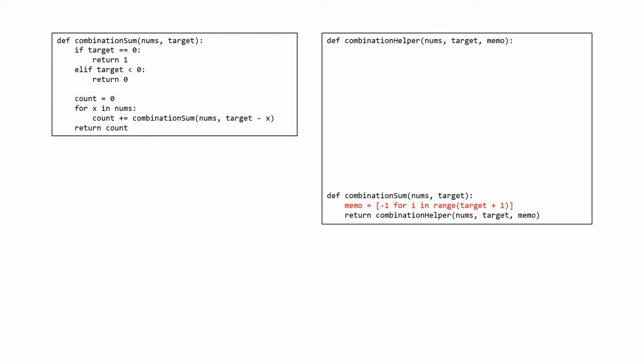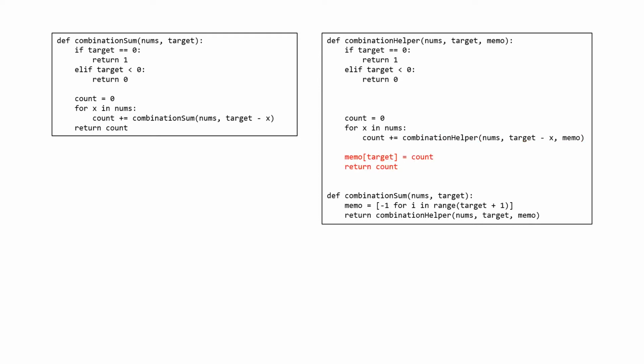Each index in this memo represents the answer to that particular target. So for example, the second index is going to hold the count for the target equals 2 subproblem. But for now, they're all going to start off as -1, and I'll explain why in a moment. But before I do, we're going to keep our two base cases the same, and we're also going to have a similar for loop. The only difference now is that we're going to recursively call the helper method, and we're also going to pass along the memo whenever we call this method.